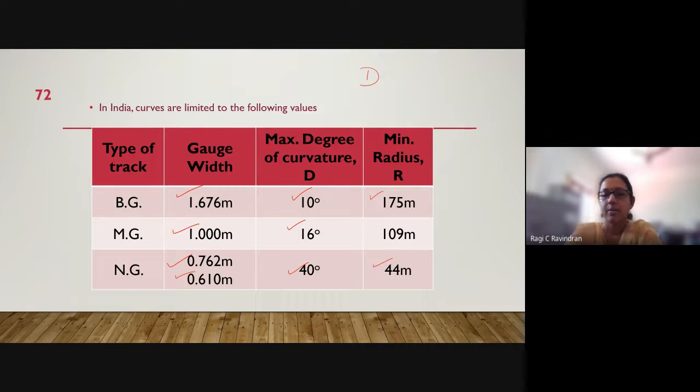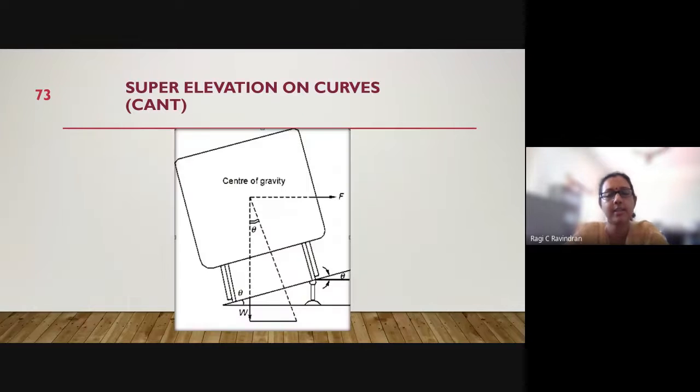So keep all these values in your mind. Let's move to the next section, which is super elevation on curves, also known as CANT. Okay, so we have seen this super elevation in highways, and the basic concept of super elevation remains the same. Okay, in this figure, it is quite easy to understand.